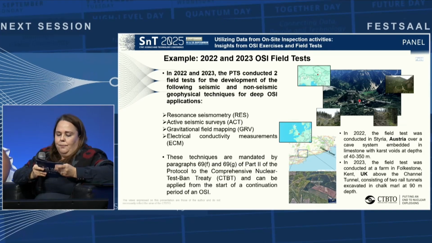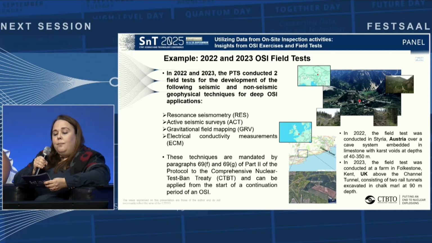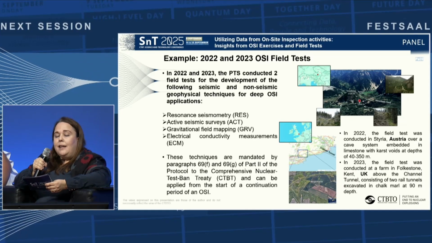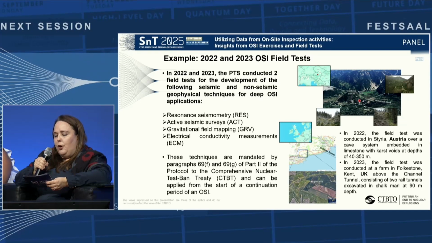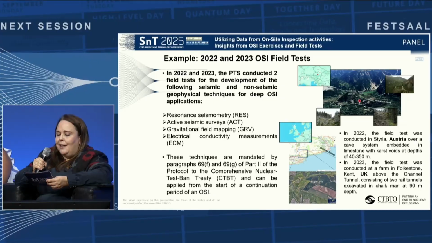We will look at OSI field tests 22 and 23 as an example of how this works. In 22 and 23, the PTS conducted 2 field tests for the development of some paragraph 69 seismic and non-seismic geophysical techniques: resonance seismometry, active seismic surveys, gravitational field mapping, and electrical conductivity measurements.